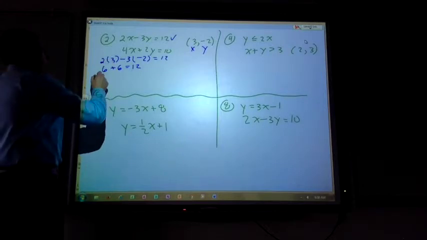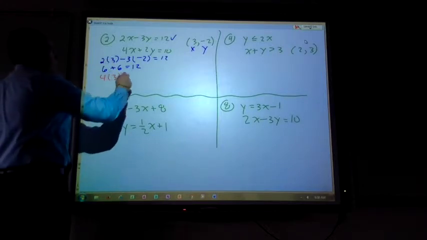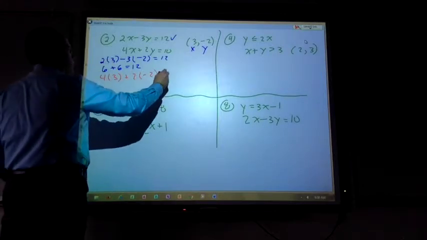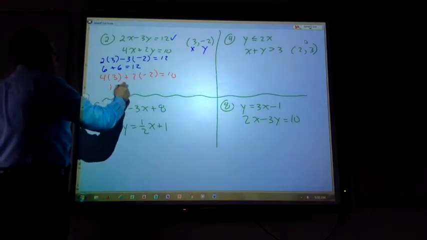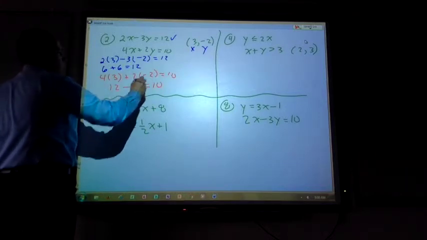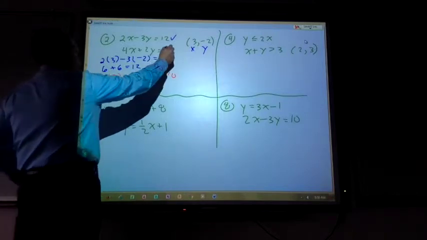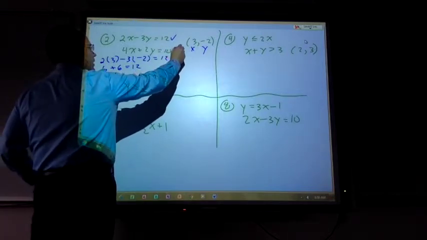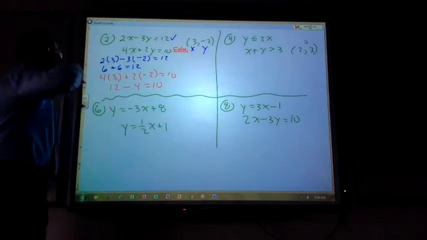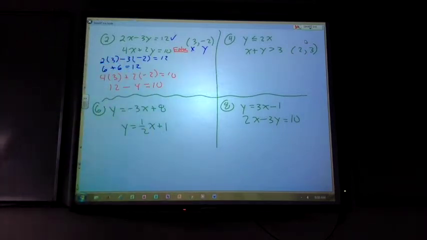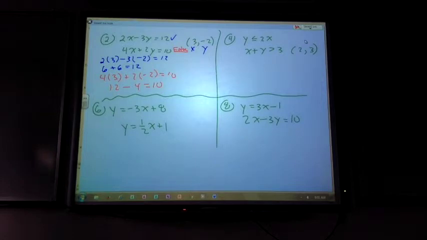Next one. True or false? False. So it doesn't work on the second one. So is 3, negative 2 where these lines intersect? No. So is it a solution? No. Okay, problem number 4.